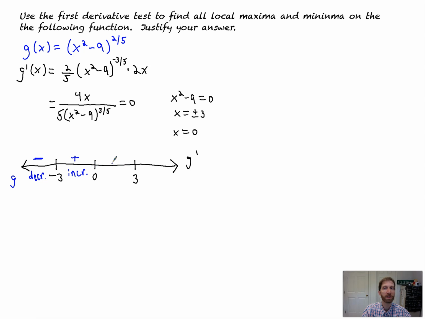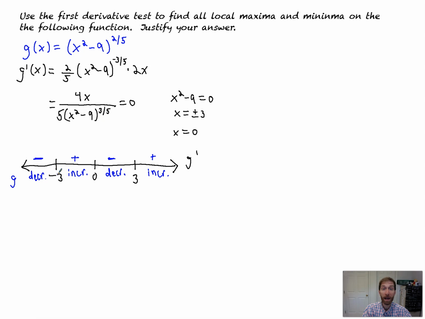From 0 to 3, we'll pick something like 1. Well, that's going to be positive. This 1 squared minus 9 is negative. So the 3/5 is still negative. So we've got a positive over a negative. That's going to be a negative. So we're decreasing on that interval of g. And then, I don't know, 45 billion. 4 times 45 billion is positive. That squared is positive, minus 9. The whole thing is positive. So g is increasing there.